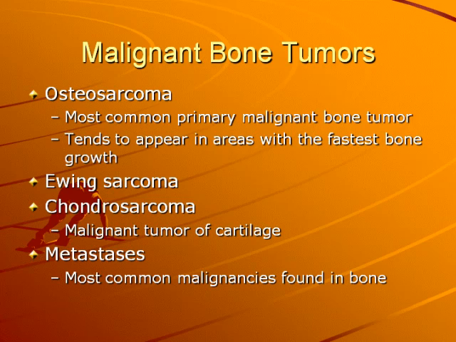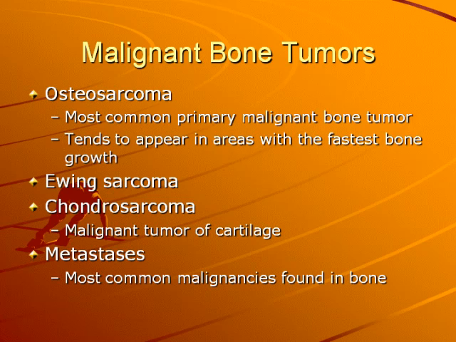Malignant bone tumors, you have osteosarcoma, which is the most common primary malignant bone tumor. You tend to see this in areas with the fastest bone growth, usually in the knee, tibia, fibula, femur. A lot of times it will metastasize to the lung. And the most common sign or symptom is that patients complain of waking up in the middle of the night with pain in the affected area, and they'll usually have some swelling.